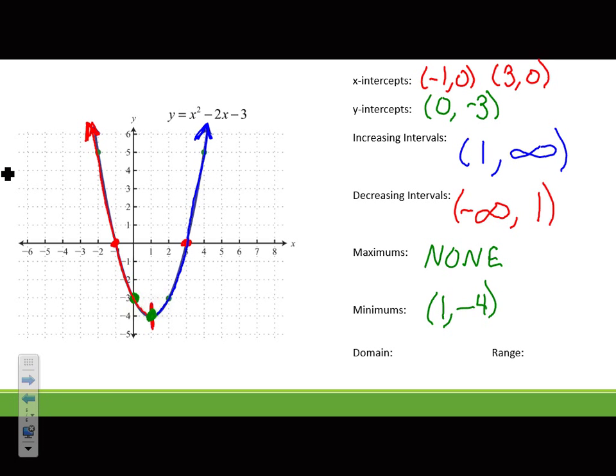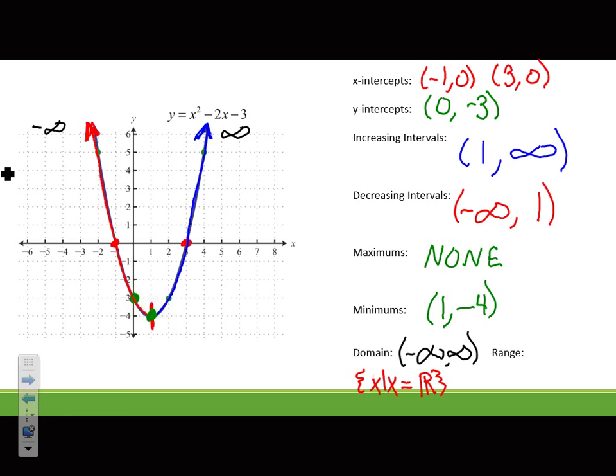And last but not least, we're going to do domain and range. So domain is our x values. I'm going to write it in both set notation and interval notation. So first, interval notation. Our x values go on forever in both directions, so it's going to be negative infinity to infinity. That's interval notation. Now set notation, remember, is going to be x such that x is in negative infinity to infinity, all real numbers.